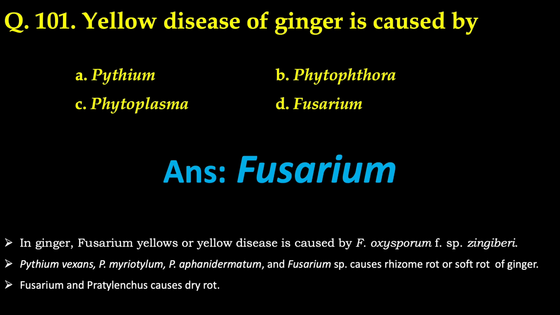In field conditions, to identify whether the causal agent is a fungus or a bacterium, we have to do the ooze test. If found positive, then we can surely say that the causal agent is bacteria.